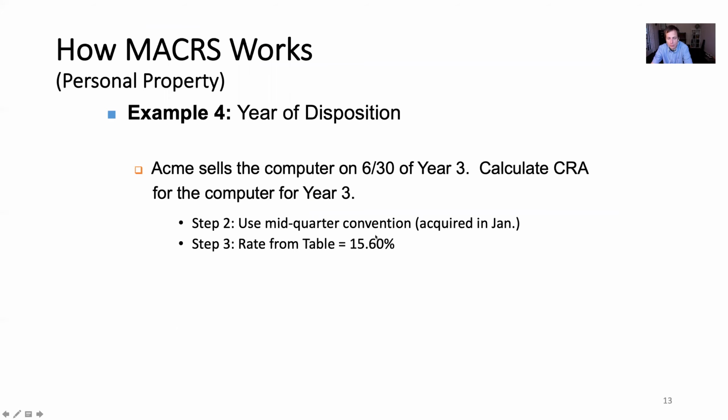So I got that 15.6% for the computer, but I sold it in June. Now this is where I use June. Because June is the second quarter, that means I get half of the second quarter and all of the first quarter, right? I'm going backwards because I'm selling it. I'm thinking about when did I own it.